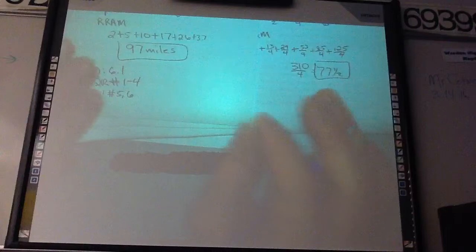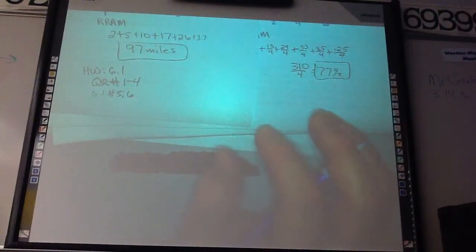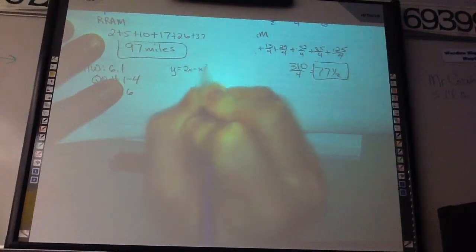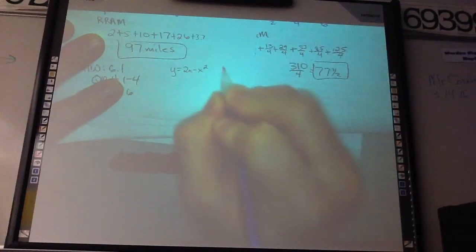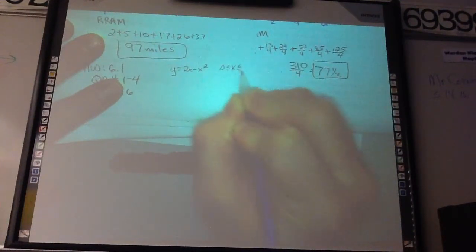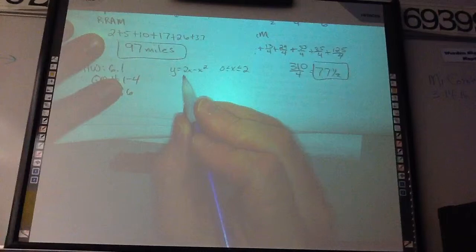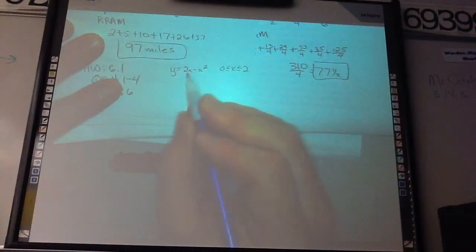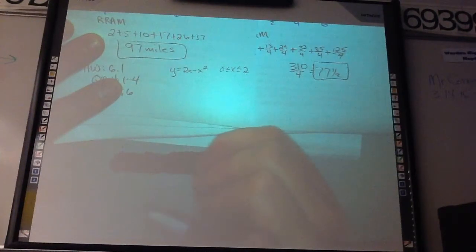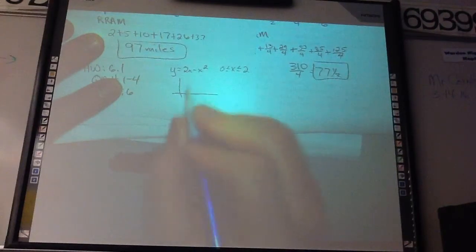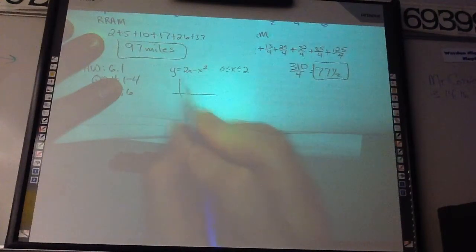So like number 5 says, A, sketch the region R. It tells you your function is y equals 2x minus x squared, and you're going from 0 to 2. So the first thing you have to do is draw that. Upside down parabola. I would plug in some points, because it might be shifted weird. Like how far up? I don't know.